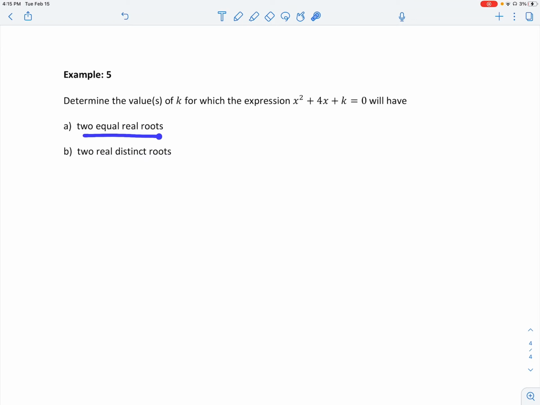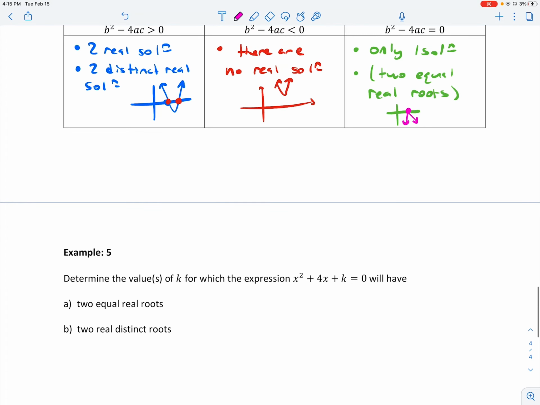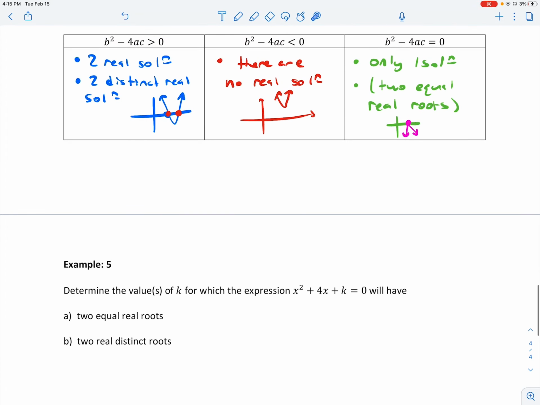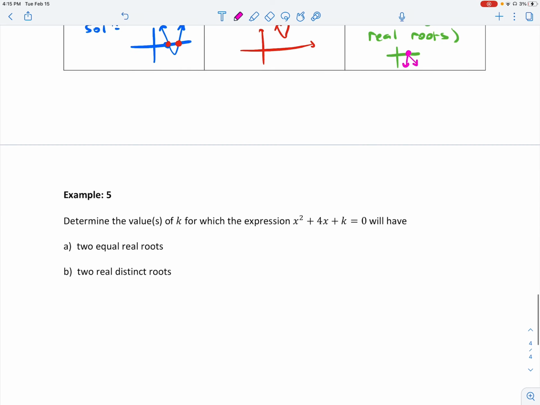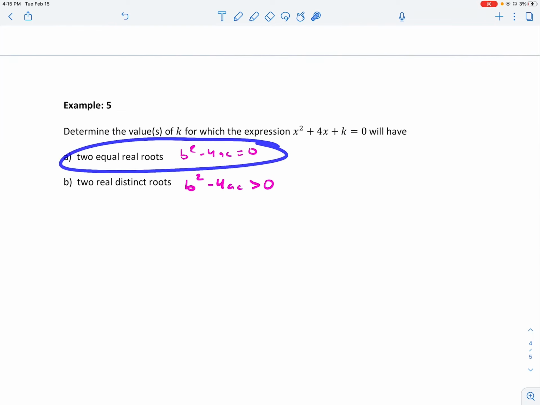Okay, two equal real roots, that is this case right here. That's where b squared minus 4ac equals 0. They want to know what k should be in order for that to happen. Two real distinct roots just means that b squared minus 4ac is greater than 0. Well, what does k need to be for this to always be true? So let's go ahead and start off with part A.